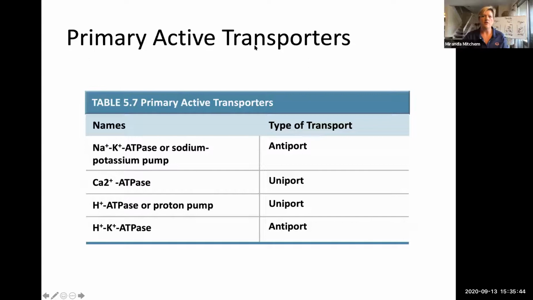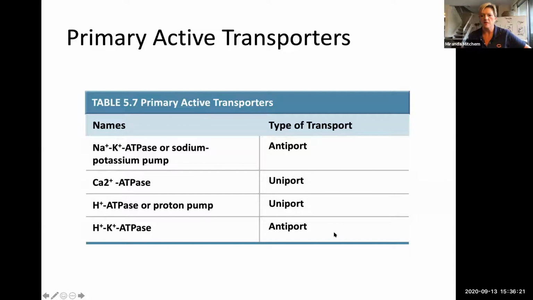So some examples of active transporters. Here's the one we just spoke about, and we're going to learn more about it as we continue through. We'll actually talk about it all semester because all of our cells have it. This is the sodium potassium pump. When you see something that uses ATP, the word pump is synonymous. So if I just say sodium potassium pump, you know that that is an ATP dependent transporter. We've got a calcium pump, a proton pump, and then a proton potassium pump.